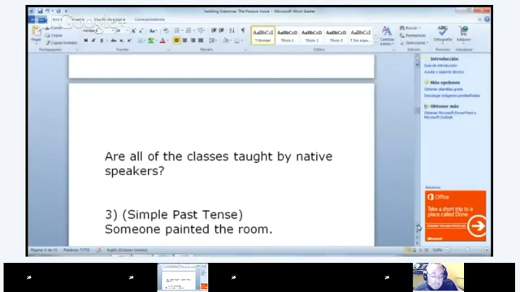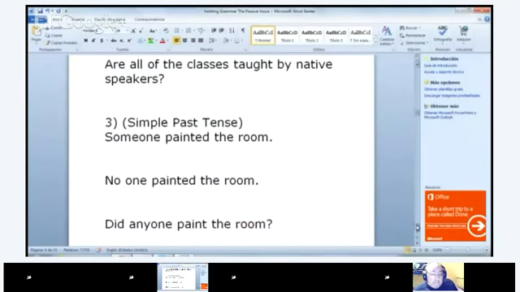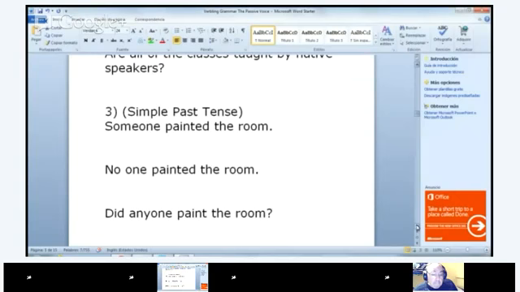Now, I have made a couple of other changes. I would say that no one painted the room, or nobody painted the room. And I would maybe say, did anyone paint the room? Or who painted the room? Now, there are millions of examples of expressing this. But generally, these are the ideas in English on how to express negative statements and questions.